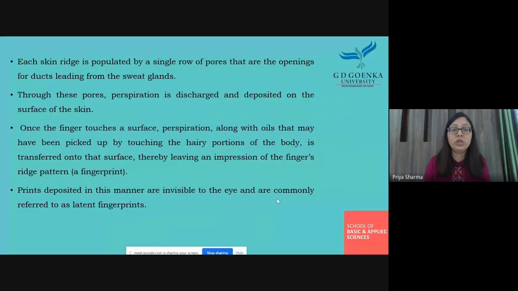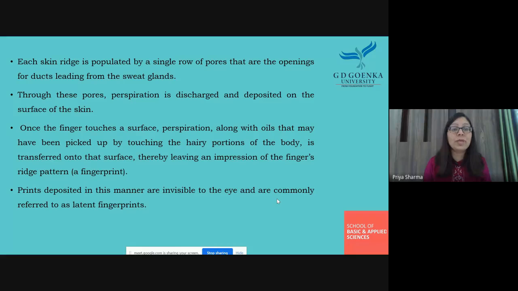That residue will be discharged and deposited on the surface, and we can detect it, or we can call it a latent fingerprint. The print which is deposited and invisible to the eye is known as a latent fingerprint.